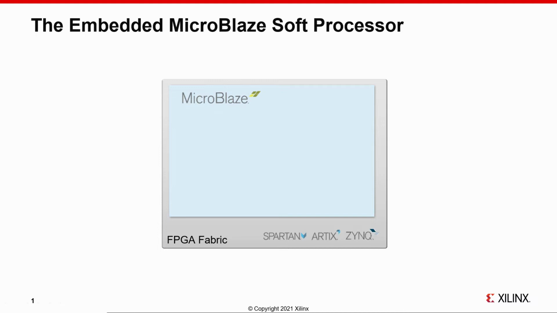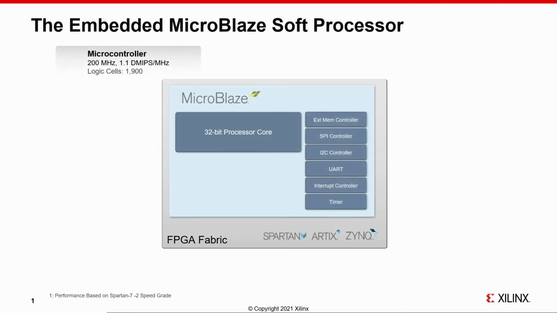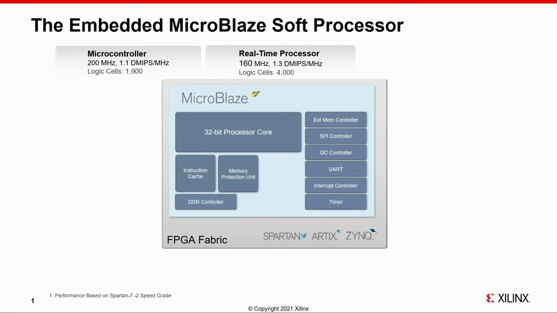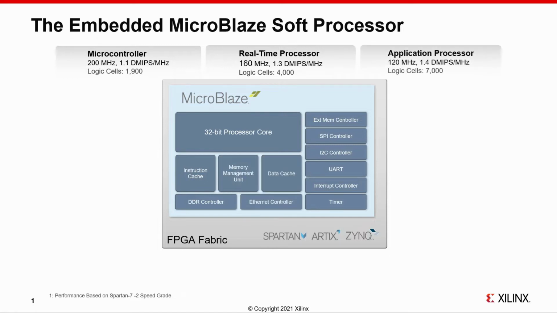MicroBlaze is a 32-bit RISC soft processor and is implementable in every Xilinx FPGA and SoC. By soft processor, we mean that it is constructed from IP in the logic of the FPGA, and thus it is completely configurable. Because the use models of processors can vary, we have a few preset configurations. The microcontroller preset configuration, typically running from external memory, with several low-performance peripherals. For systems needing deterministic response, MicroBlaze can be configured as a real-time profile processor with RTOS support. The application processor supports embedded Linux.